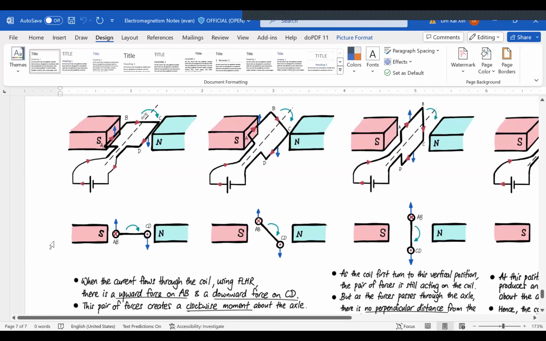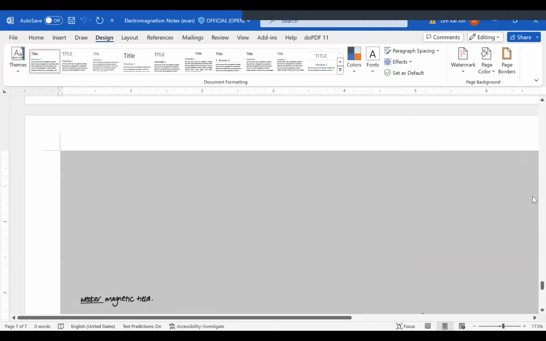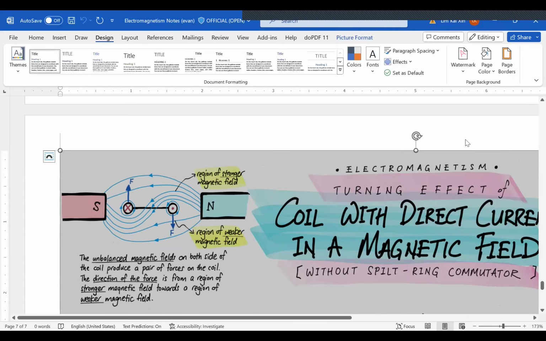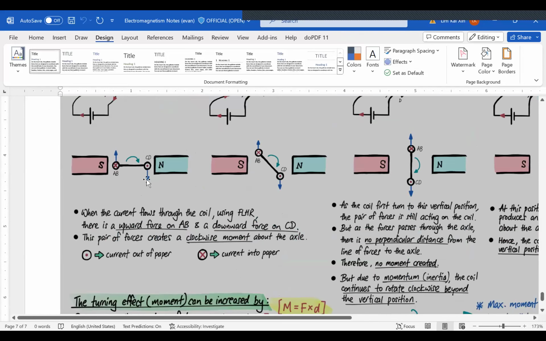Using Fleming's left-hand rule, the left-hand side, which is coil AB, will experience an upwards force, while the side CD will experience a downwards force. Just take note of where I draw my forces. The forces must always be drawn on the wire because it is the wire that is experiencing the force. This is the same as before. This coil of wire will turn clockwise.